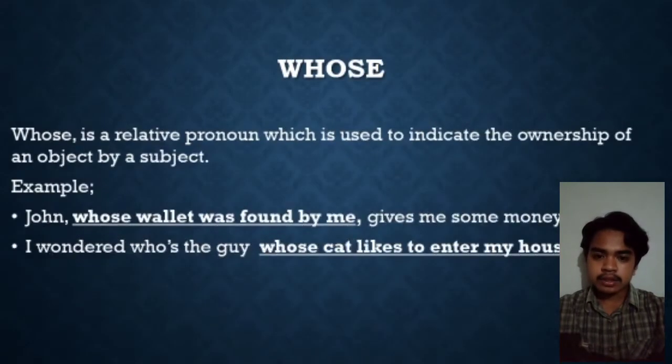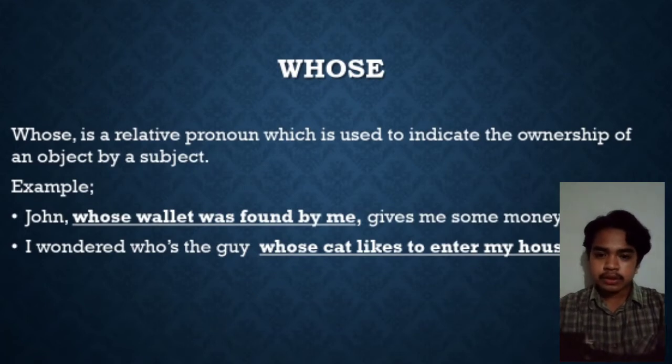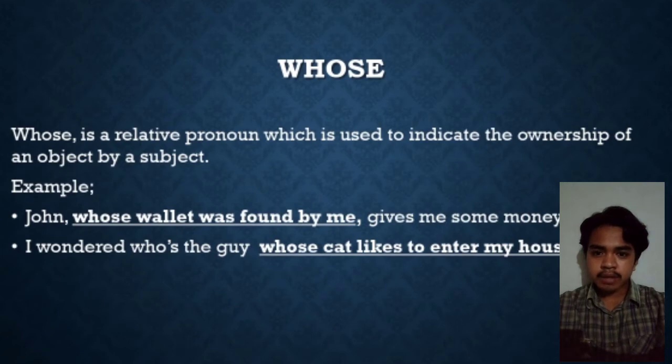The third relative pronoun is whose. Whose is a relative pronoun which is used to indicate the ownership of an object by a subject. For example, John, whose wallet was found by me, gave me some money. The second example, I wondered who the guy is whose cat likes to enter my house.